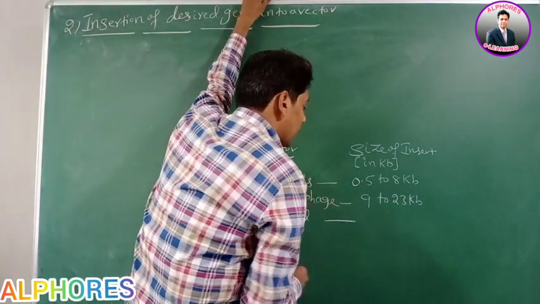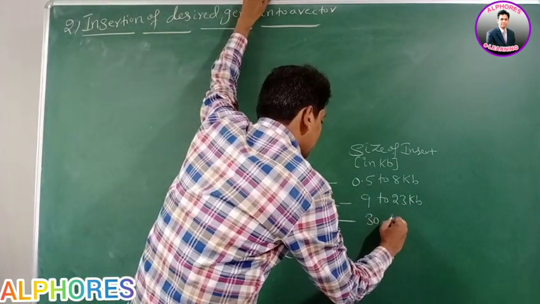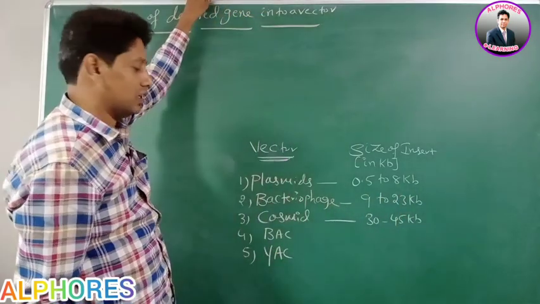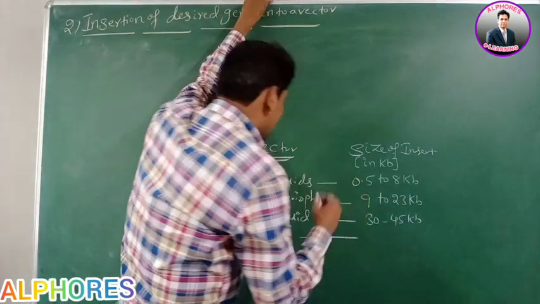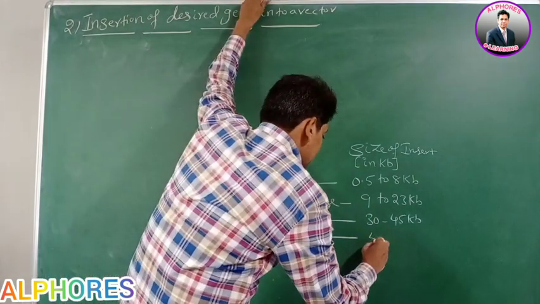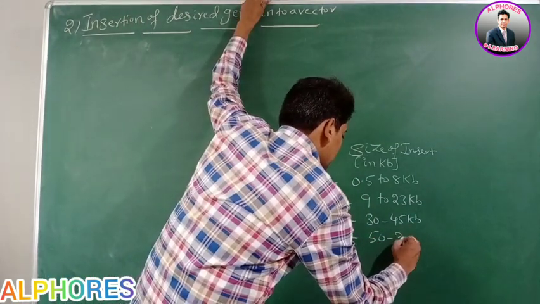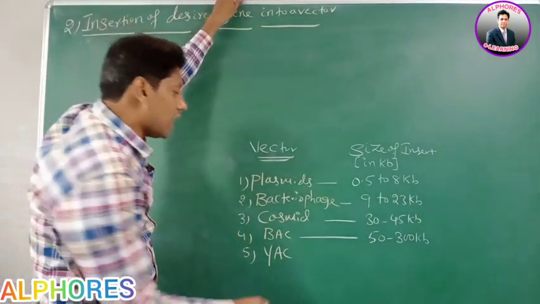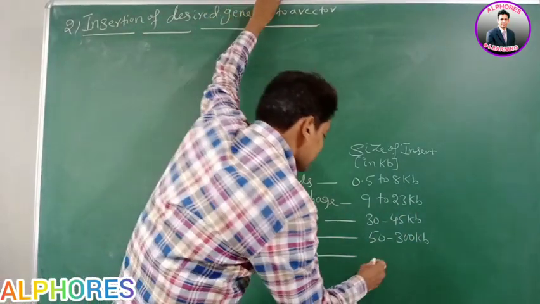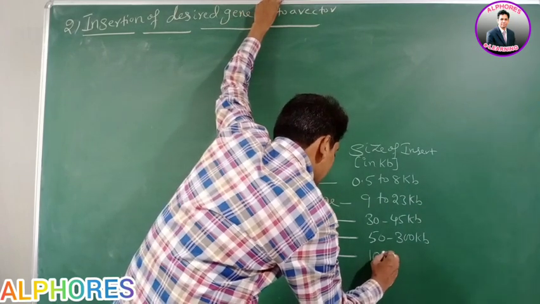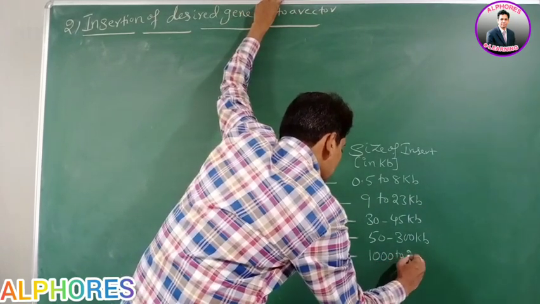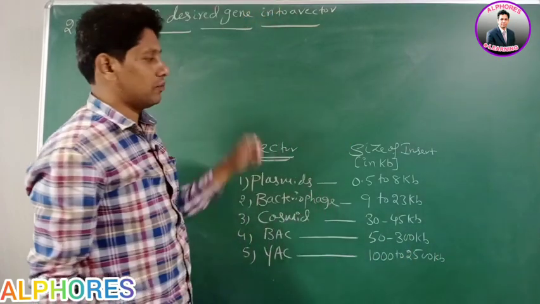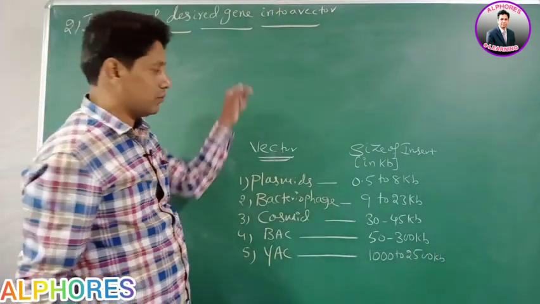Sir, plasmid, how much, sir? 30 to 45 kb. Insert size should be 30 to 45 kb. Bacterial artificial chromosome, insert size is 50 to 300 kb. Yeast artificial chromosome, insert size is 1000 to 2500 kb. Are these statements okay? Any doubts in these statements?